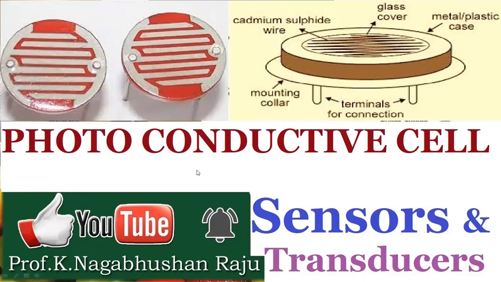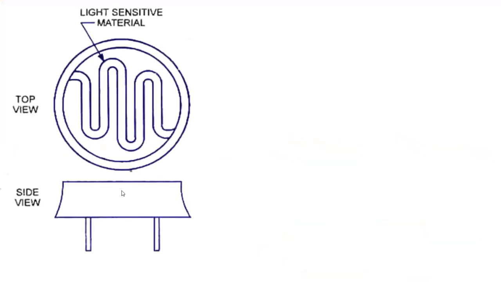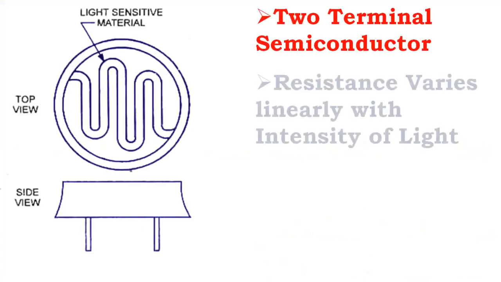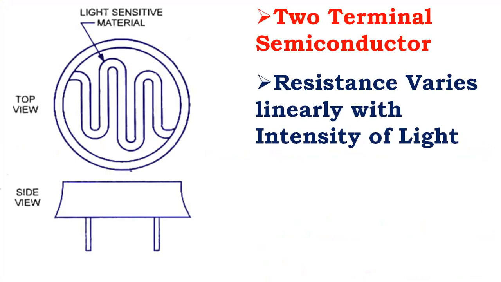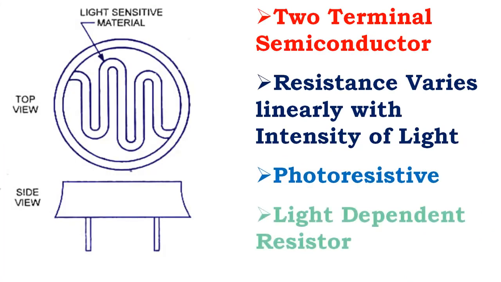Today we shall discuss the photoconductive cell. A photoconductive cell is a two-terminal semiconductor device whose terminal resistance will vary linearly with the intensity of the incident light. For this reason, it is frequently called a photoresistive device. It is also called a light-dependent resistor. All the three are the same.